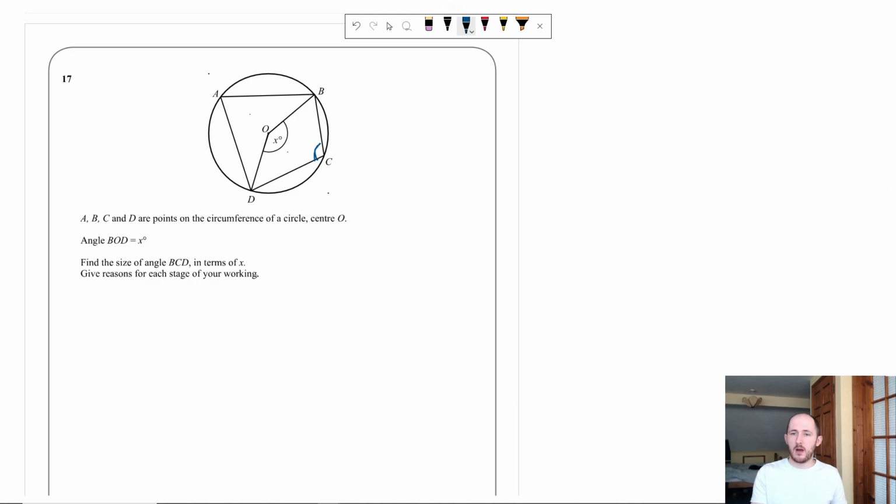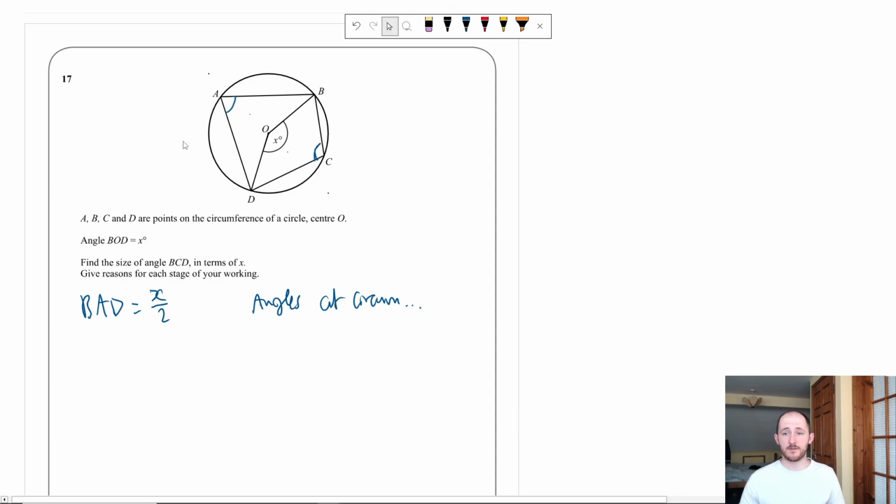Well, I know that this, which is angle BAD, is half of x. Because remember, if we had a number here, like 100 degrees, you would say angle A is 50 degrees because you halve it. So again, with algebra, it's the same thing. You're just dividing it by 2. And the reason is angles at the circumference are half that at the center. So we're just halving it.